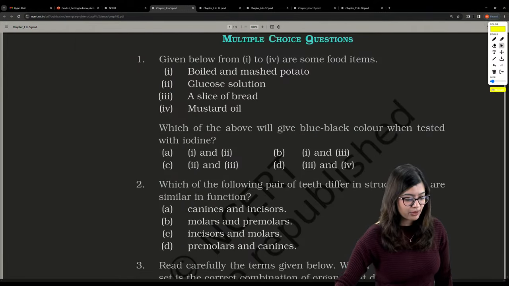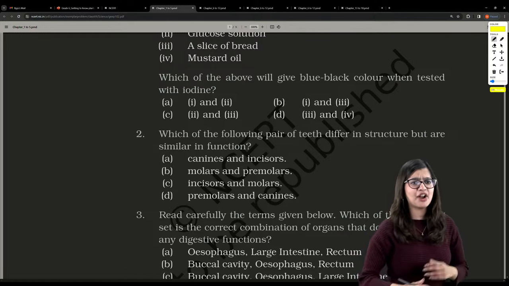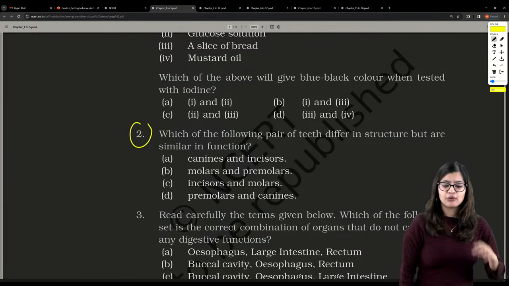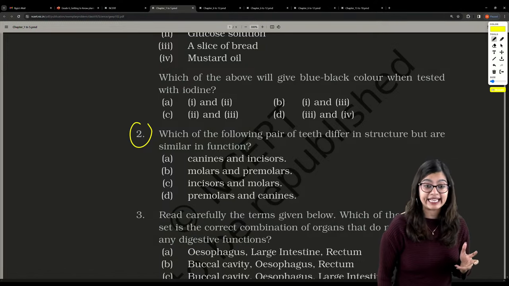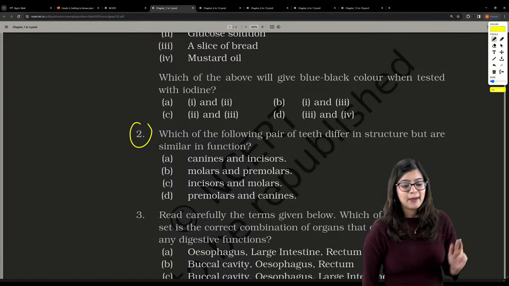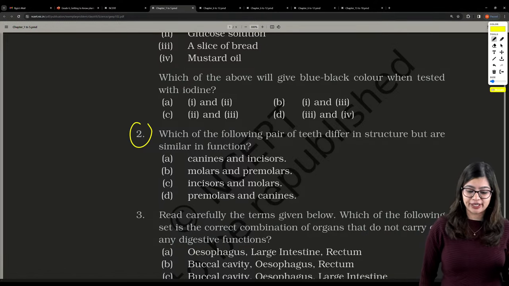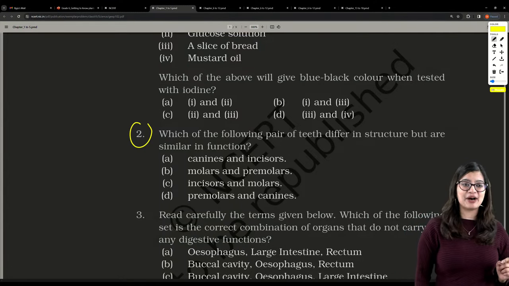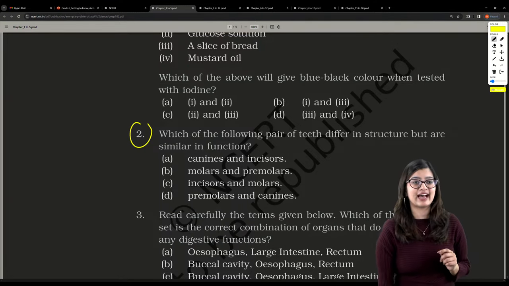Now next up, we have question number 2, right? We are on rapid fire. Rapid fire. So now question number 2. Which of the following pair of teeth differ in structure but are similar in function? Canine and incisor, molar and premolar, incisor and molar, or premolar and canine?